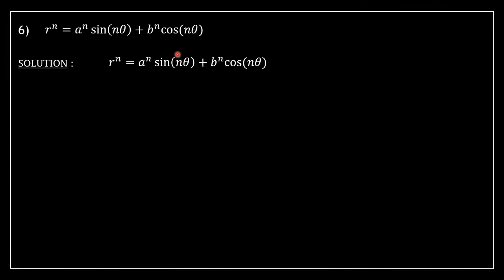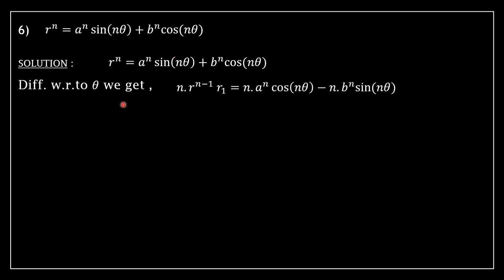Next polar equation, r to the power n is equal to a to the power n into sin n theta plus b to the power n into cos n theta. Let us find the pedal equation of this polar curve. Consider the given curve. Let me differentiate the given curve with respect to theta. So what is the differentiation of r to the power n, students?